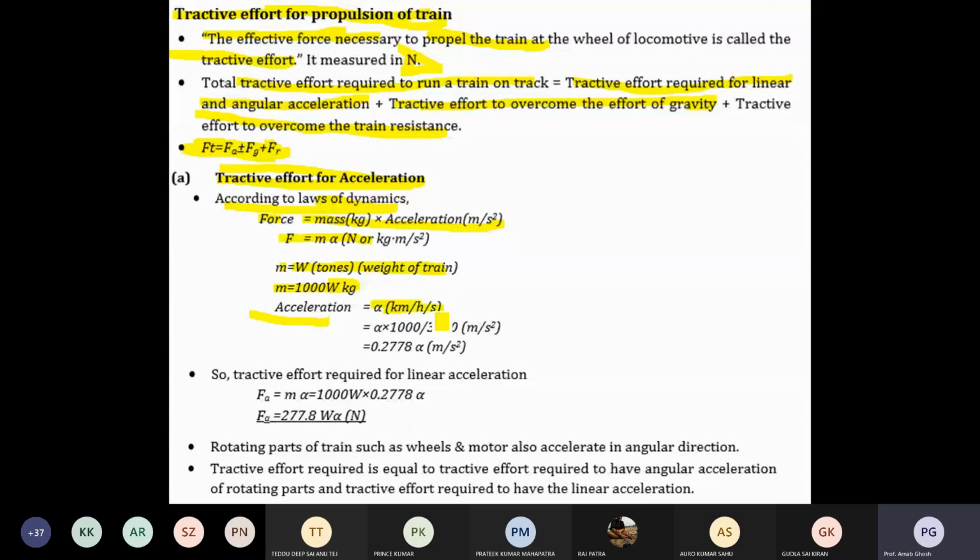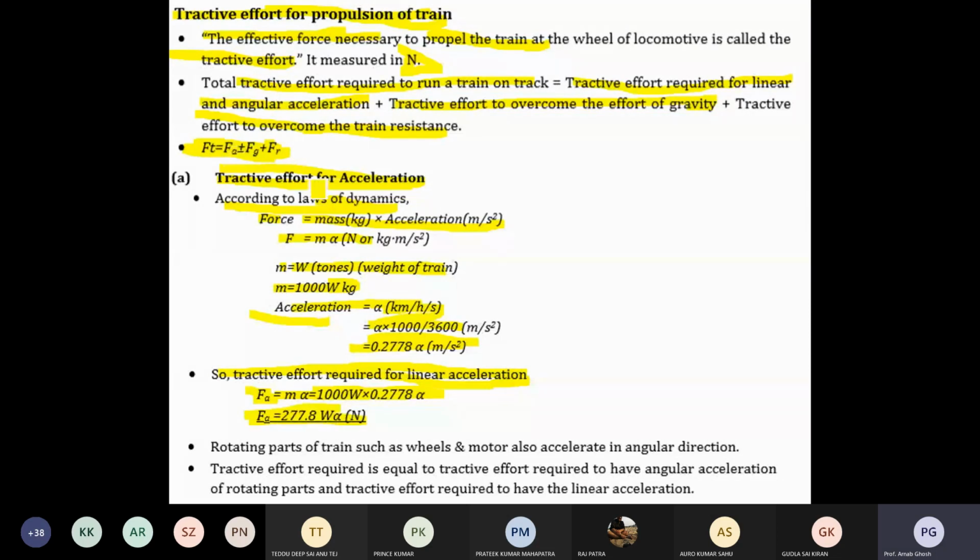So the tractive effort required for linear acceleration, Fa, equals m into alpha, which is 1000 W into 0.2778 alpha. Finally, Fa is the tractive effort for acceleration. For acceleration, how much is required? Fa equals 277.8 W alpha, with the unit in Newtons.